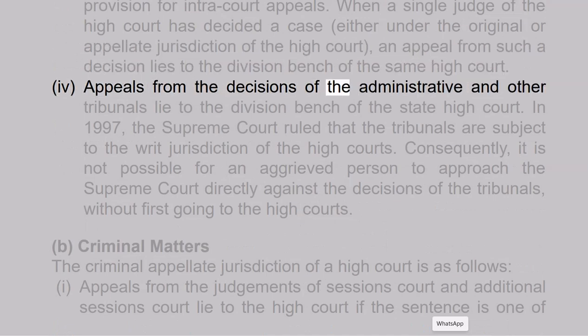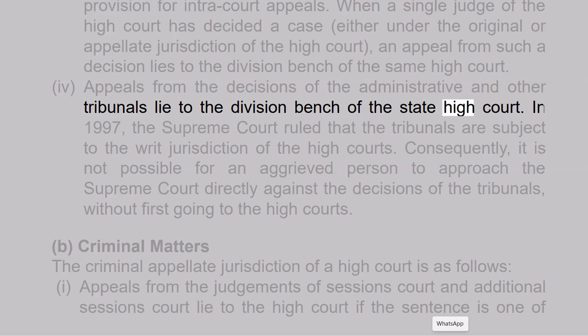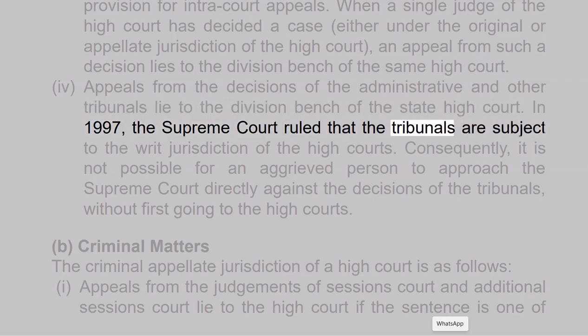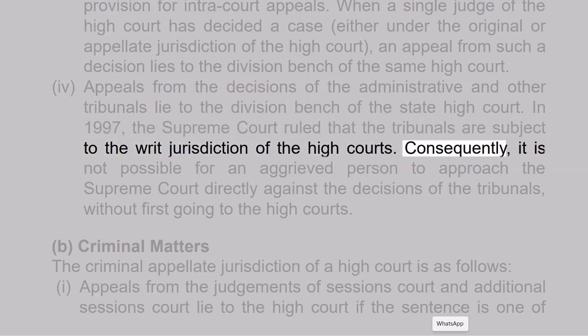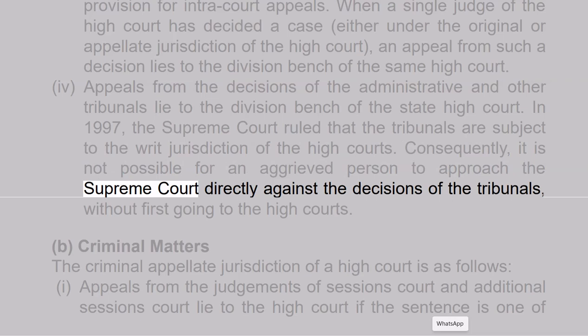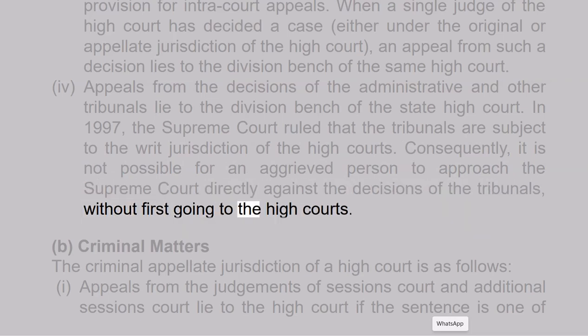4. Appeals from the decisions of the administrative and other tribunals lie to the division bench of the State High Court. In 1997, the Supreme Court ruled that the tribunals are subject to the writ jurisdiction of the High Courts. Consequently, it is not possible for an aggrieved person to approach the Supreme Court directly against the decisions of the tribunals without first going to the High Courts.